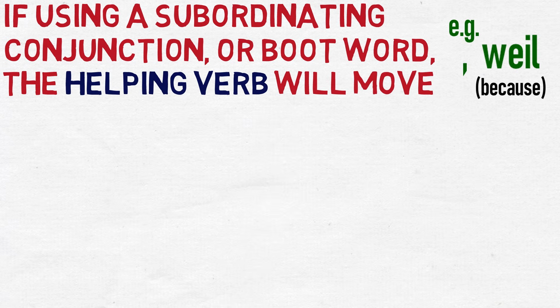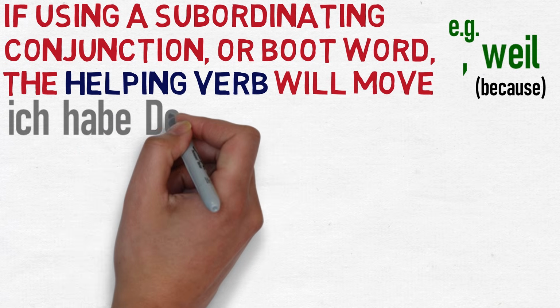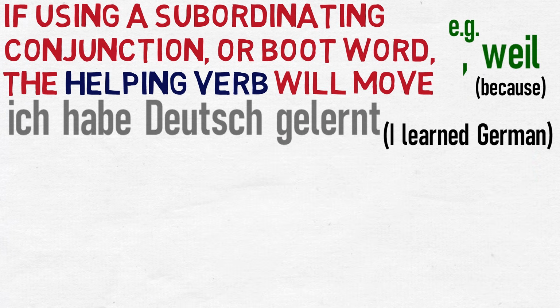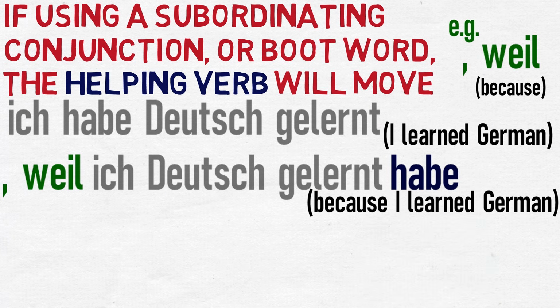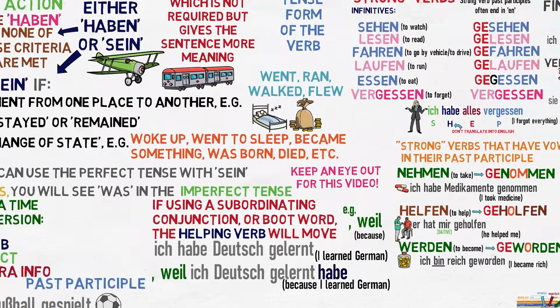If using a subordinating conjunction or a boot word, such as weil, meaning because, it will be the helping verb that moves. For example, ich habe Deutsch gelernt. I learned German. Weil ich Deutsch gelernt habe. Because I learned German. So that's how to form the perfect tense in German.